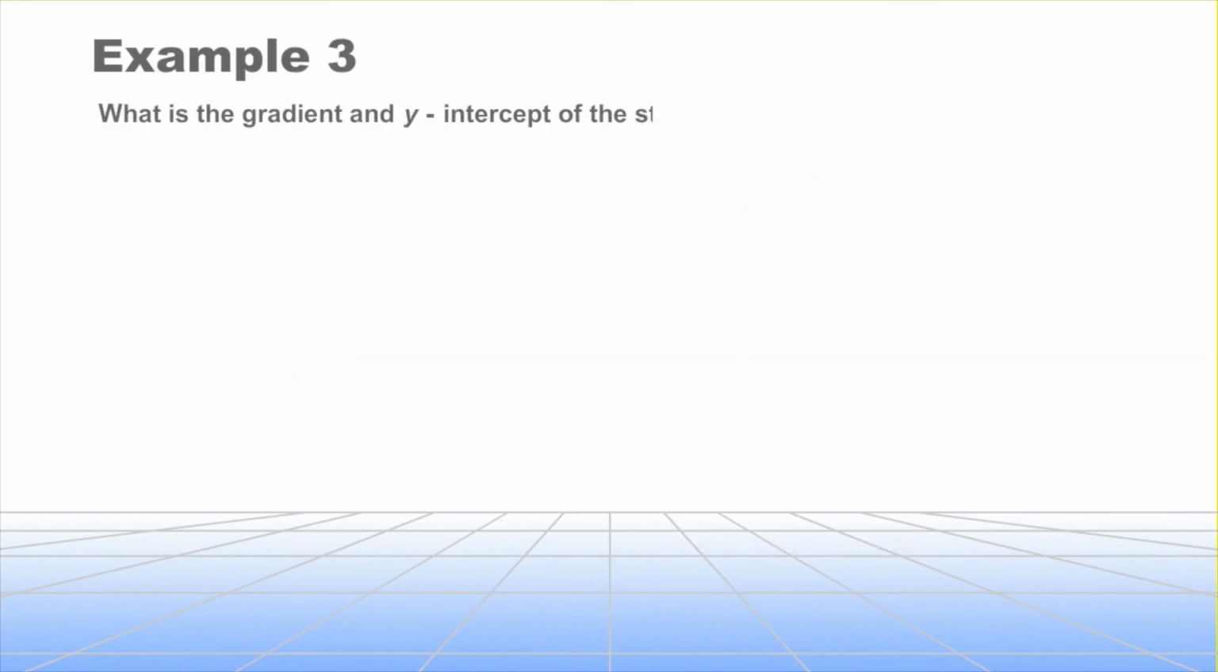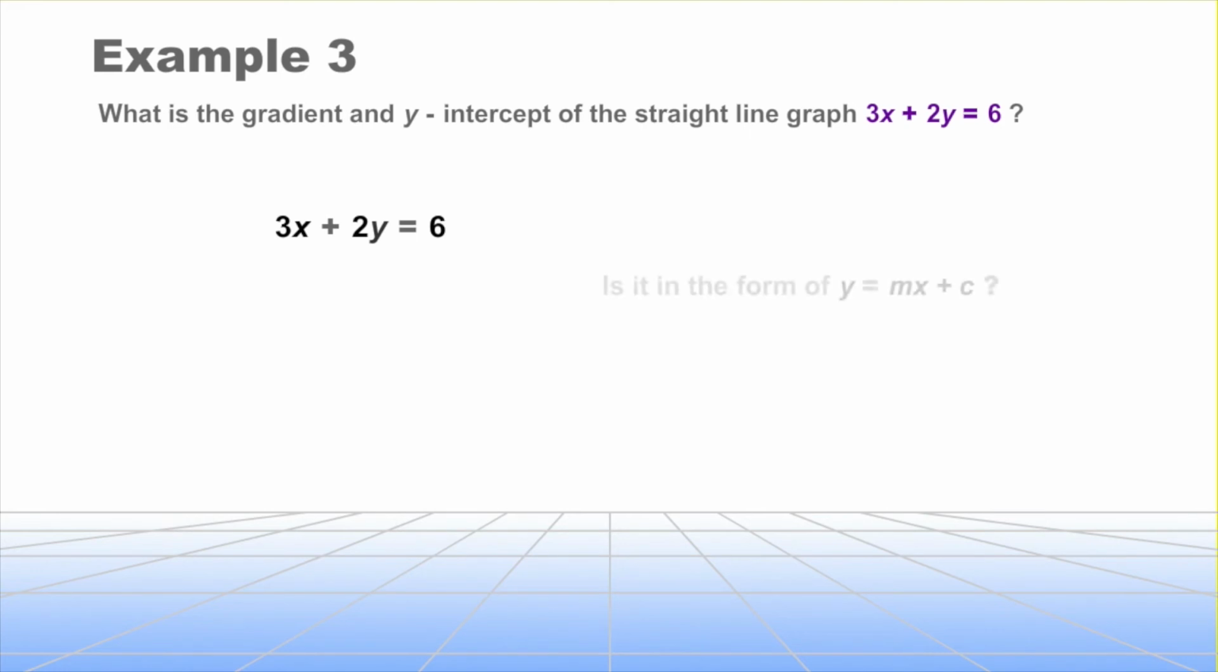Now, let us take a look at the last example. What is the gradient and y-intercept of the straight line graph 3x plus 2y equals 6? Again, the first question we must ask is whether the equation is in the gradient-intercept form. In this case, you can see that the coefficient of y is 2. Hence, we will need to rewrite the equation such that y is the subject of the equation.